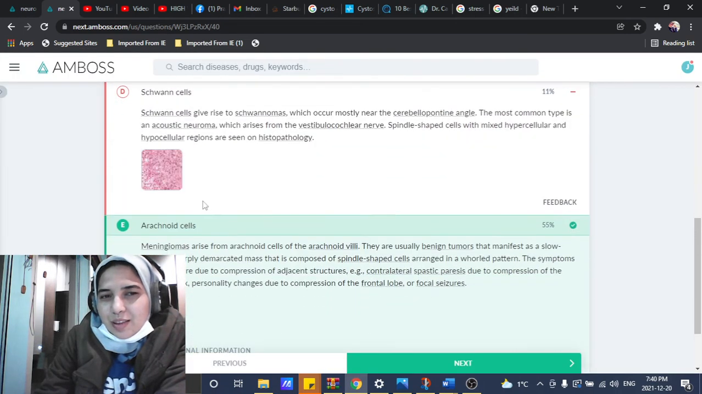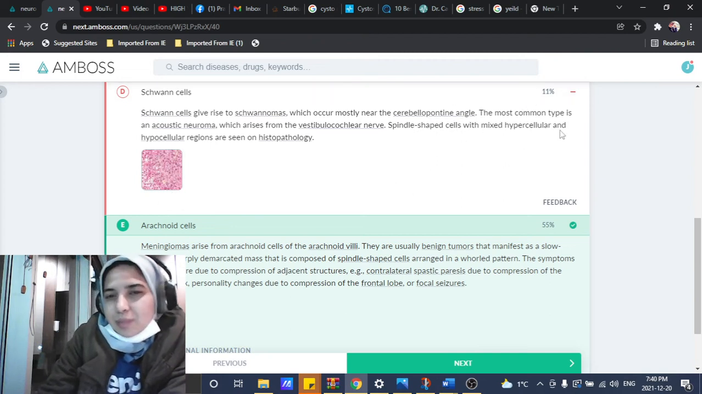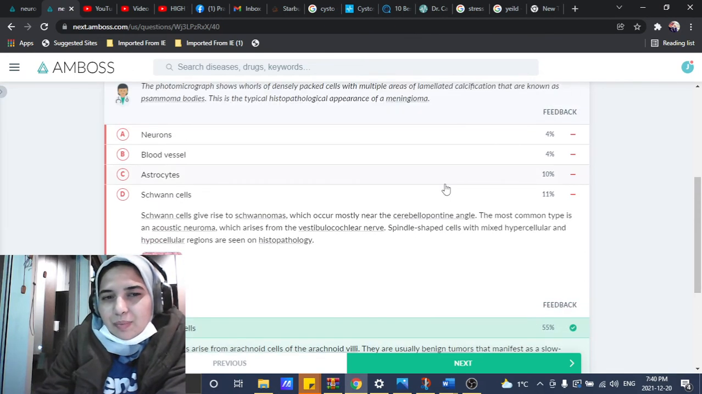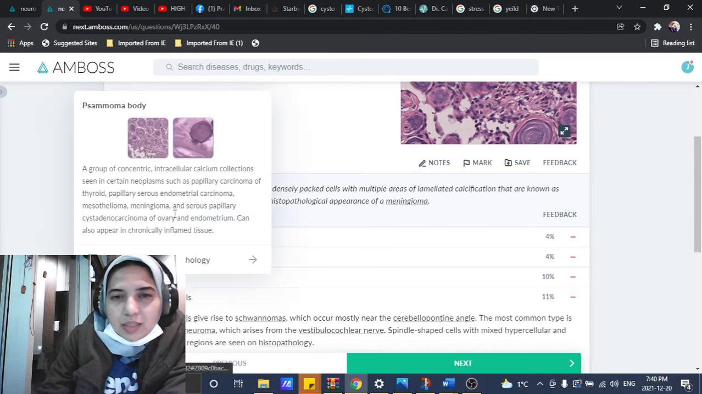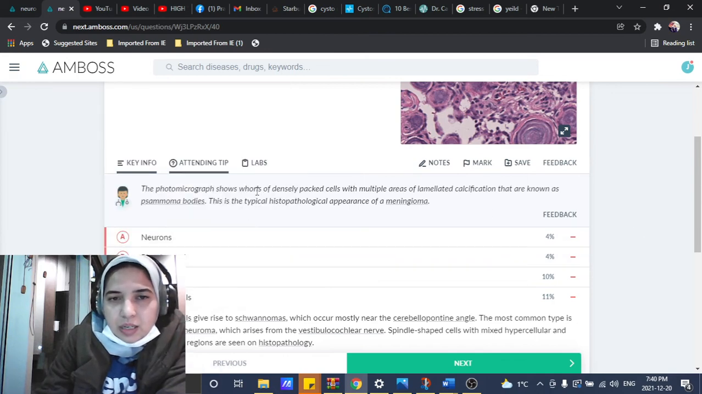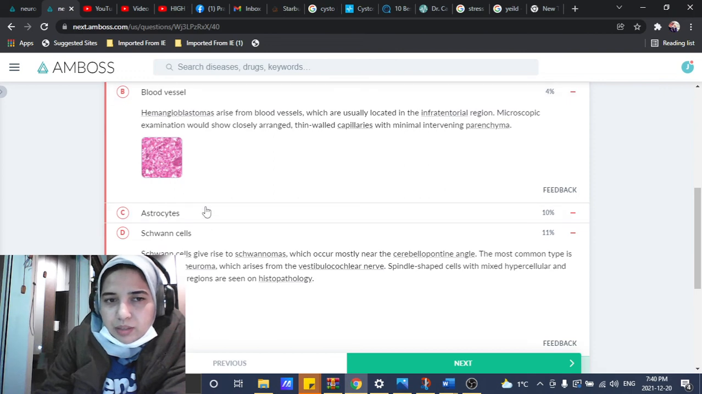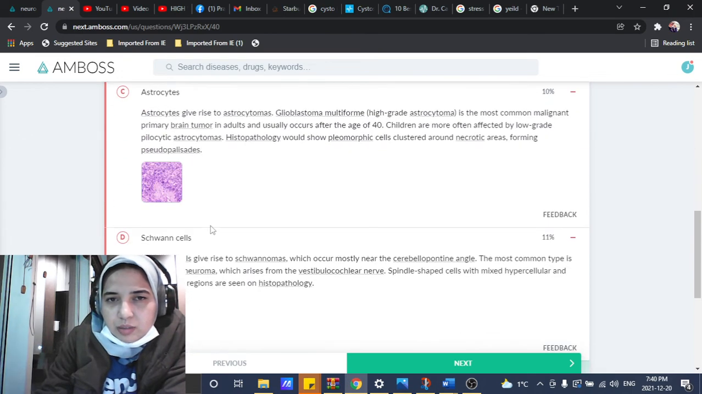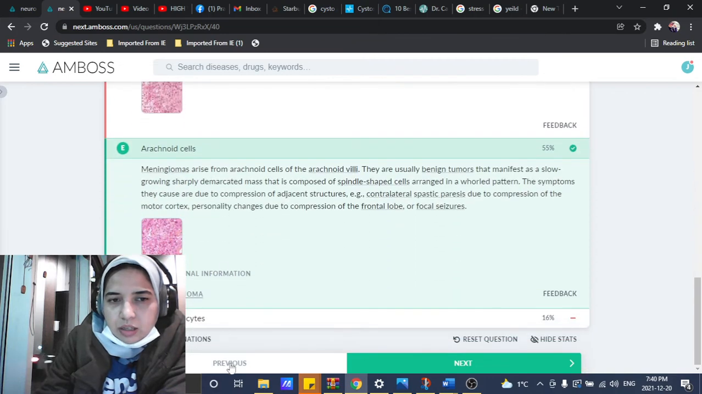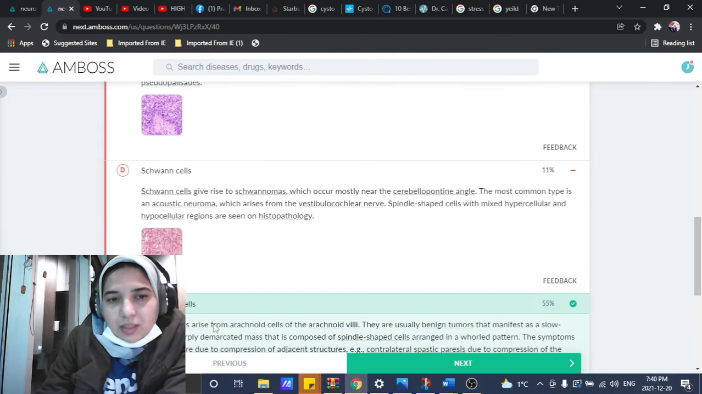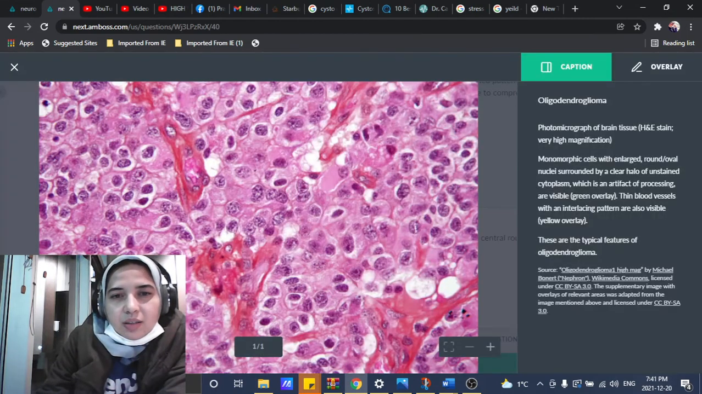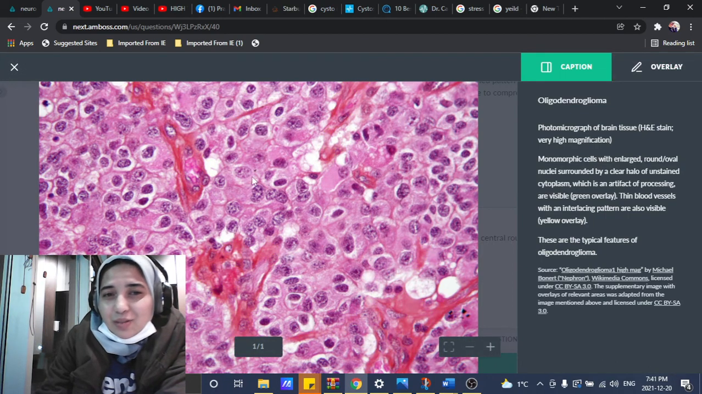Let's take a look at the Schwannoma, because I think it's also... Okay, it's not purple. But it was right. I was like, nah, that's not Schwannoma. It localizes at the cerebellopontine angle. Okay. What was the attending tip saying? Attending tip says, whorls of densely packed cells, multiple areas of calcifications known as psammoma bodies. Yeah. So if it was blood vessels, it would be hemangioma, right? Or hemangioblastoma. Astrocytes is glioblastoma multiforme. And oligodendrocytes would be oligodendroglioma. Fried egg appearance. Here's your fried eggs. I don't know who said this looks like fried eggs.